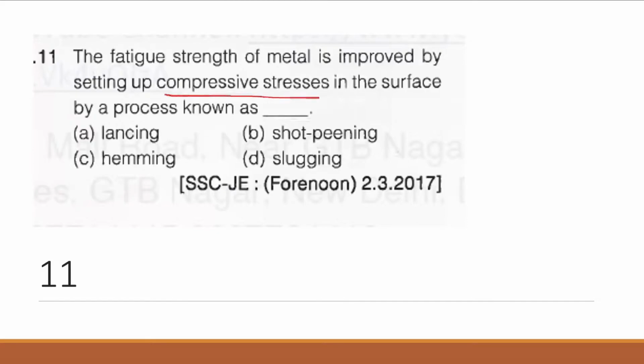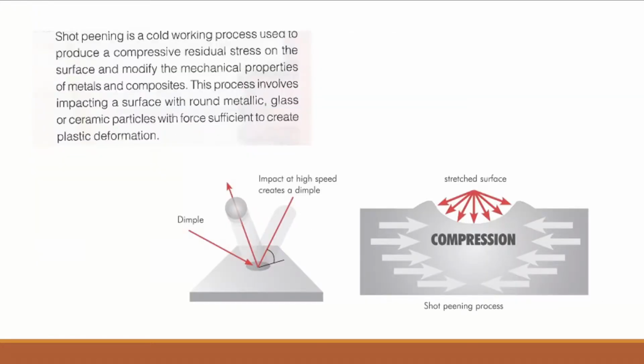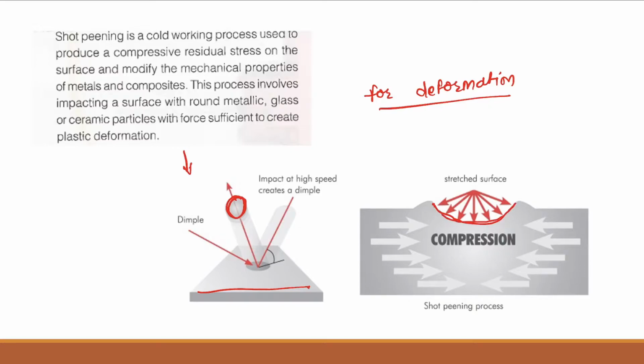Now the next question, the fatigue strength of the metal is improved by setting up compressive stresses in the structure by the process known as... The correct answer here is shot peening. So here is the explanation. Now in shot peening, what happens is, for plastic deformation we use these small size particles, and we force these small size particles on a particular workpiece, so that we get this kind of compression in the workpiece, and thus the plastic deformation of this workpiece takes place.